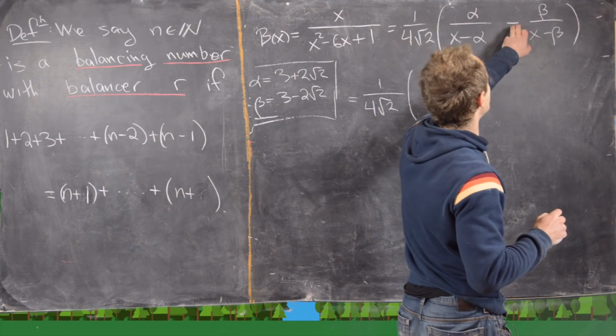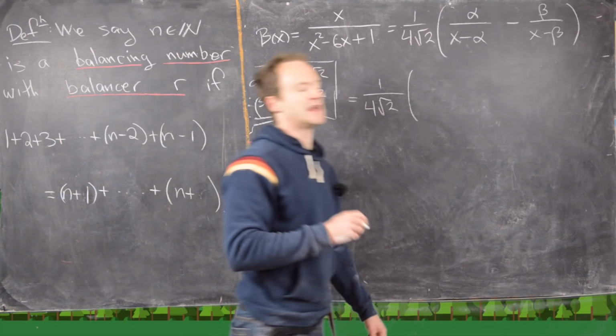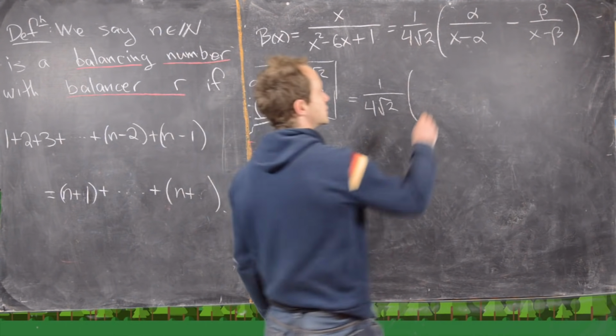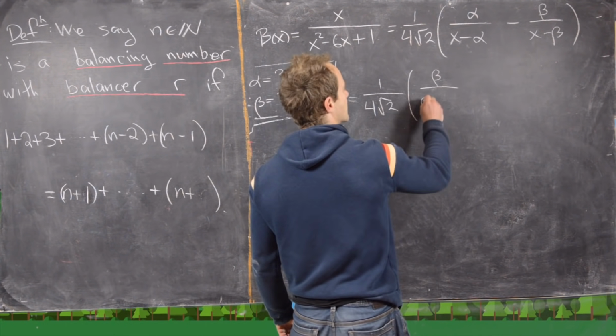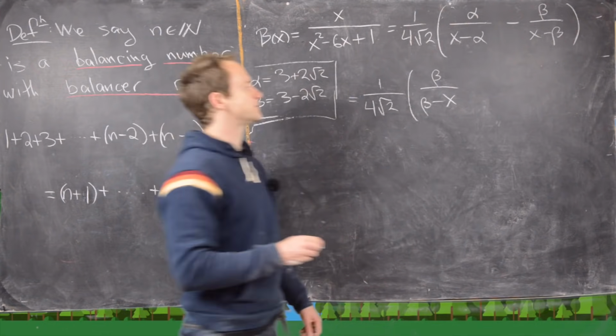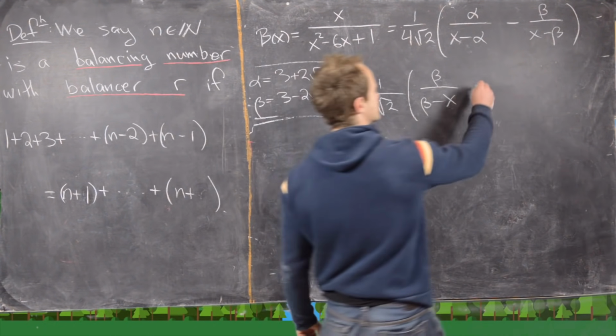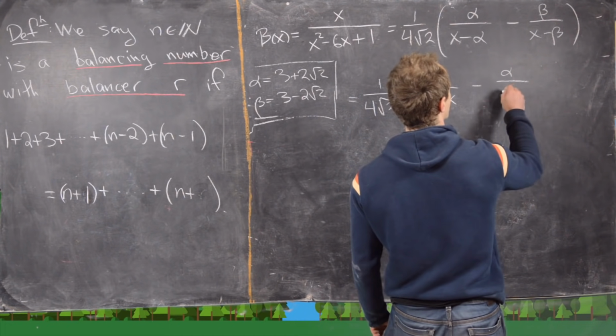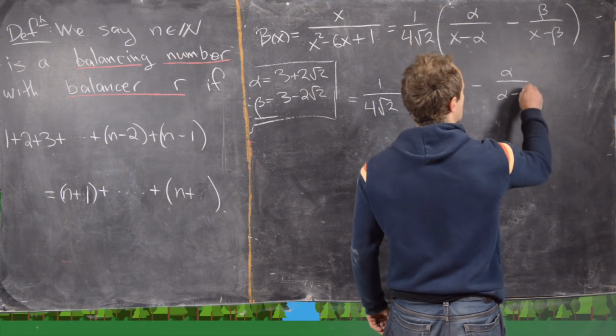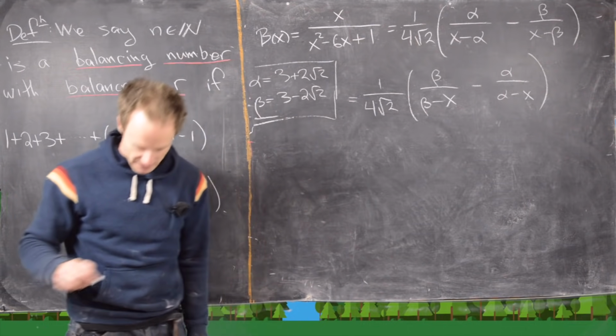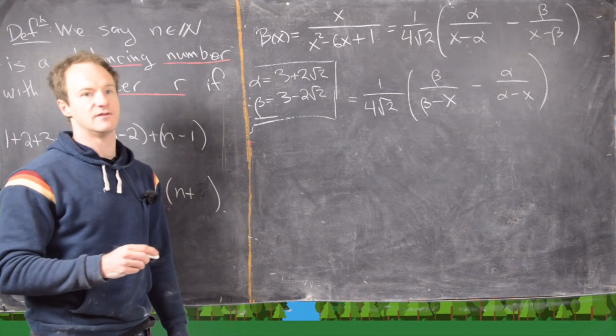I'm going to take this minus sign and absorb it into the denominator to write this as beta over beta minus x. Good. And then I'm going to pull a minus sign out of that to do something similar. So this is minus alpha over alpha minus x. And I'm doing this because I want to expand these as geometric series eventually.